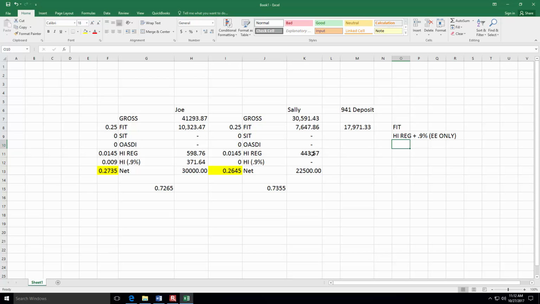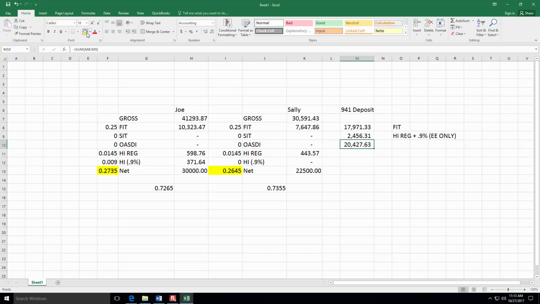Total FIT. So I'm going to write this up here, but what I'm taking is 598.76 plus 443.57, and that whole number is times 2, employer. This number right here is not matched. Remember, you don't match that piece, so the formula I'm writing is going to take that into consideration. So let's take this guy plus this guy times 2 plus this guy. Okay, so that's a deposit.